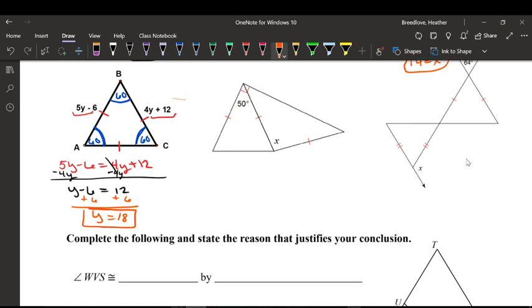It did not ask me for the side lengths, so I don't really have to do that. If I wanted to, all I would need to do is plug y equals 18 into either one of the expressions because I know all the sides are the same length, and solve for one of them, and that's the length of all the sides. But it's not what I was asked to do.